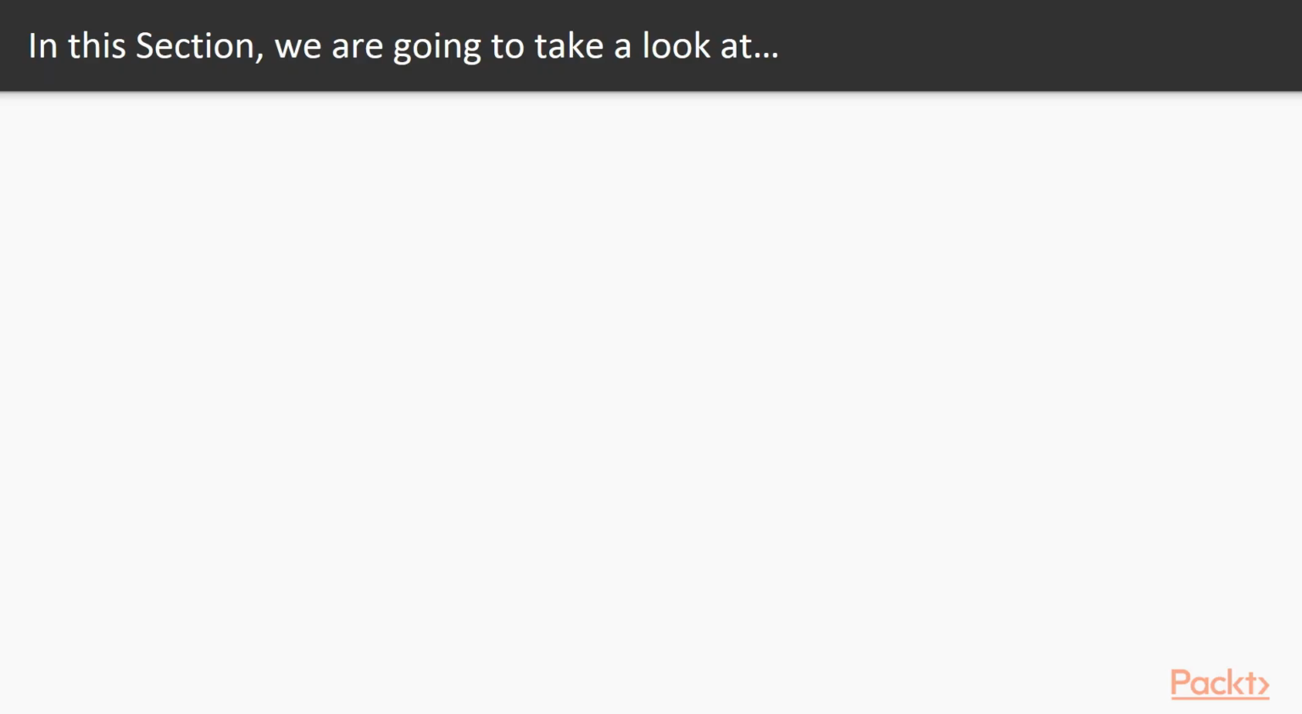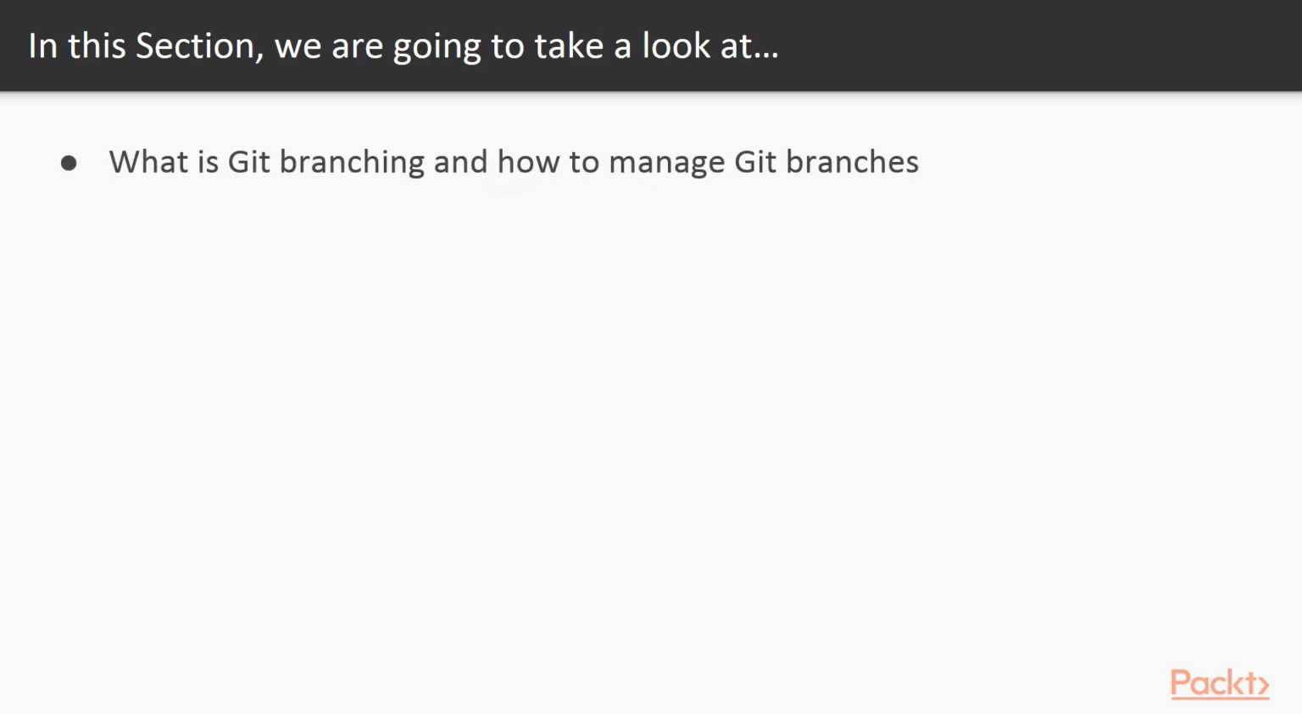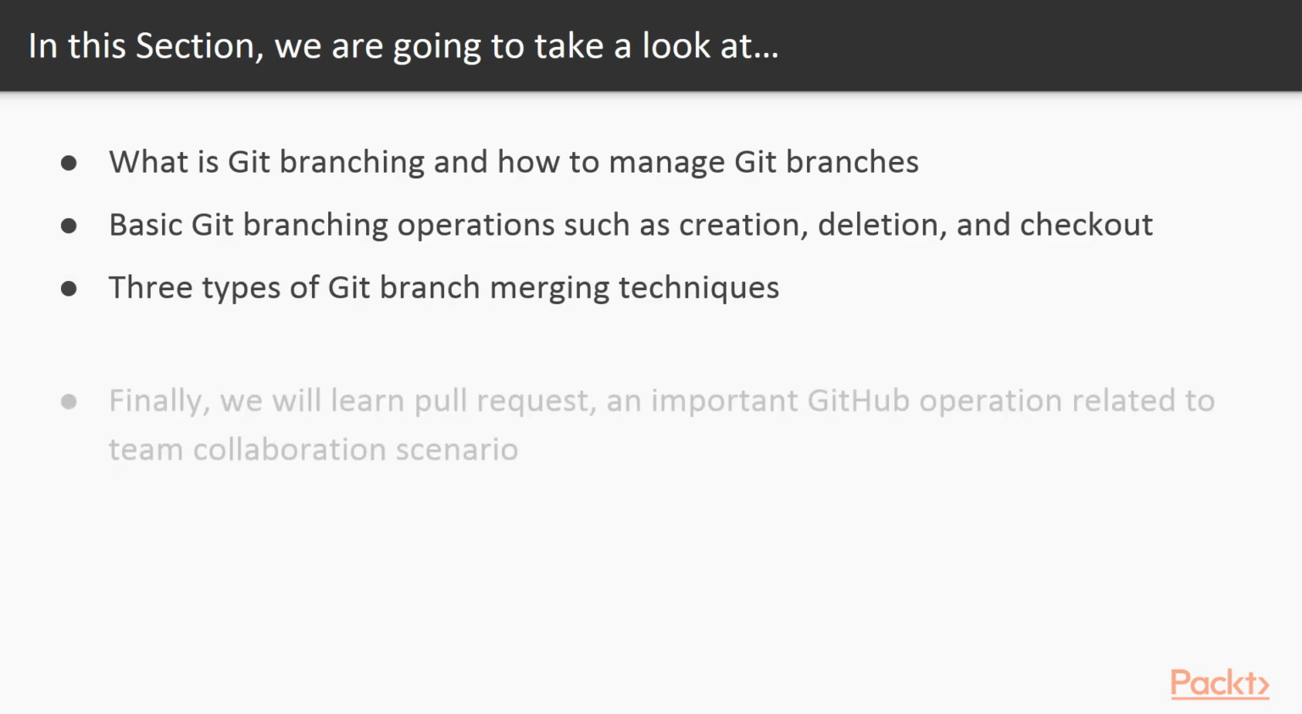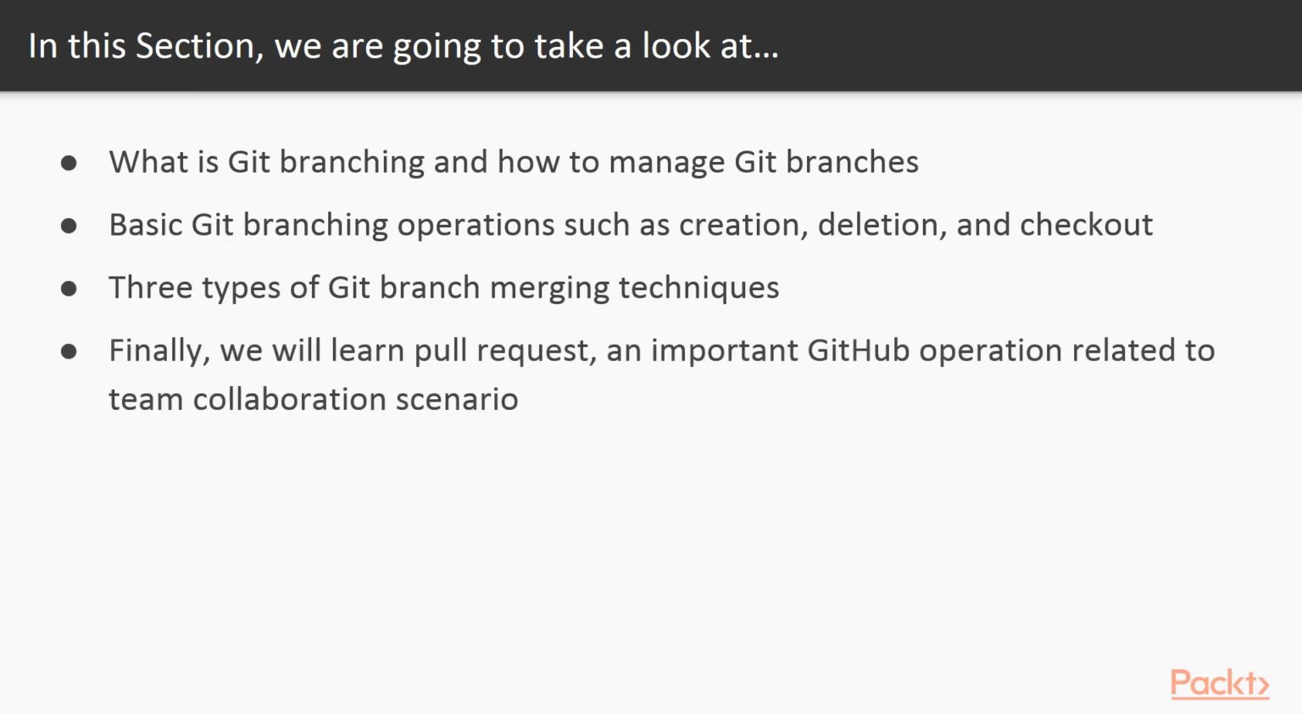In this section, we'll learn what is Git branching and how to manage Git branches. We'll also learn basic Git branching operations such as creation, deletion and checkout. We'll have a look at 3 types of Git branch merging techniques. And finally, we'll learn pull request, an important GitHub operation related to team collaboration scenario.